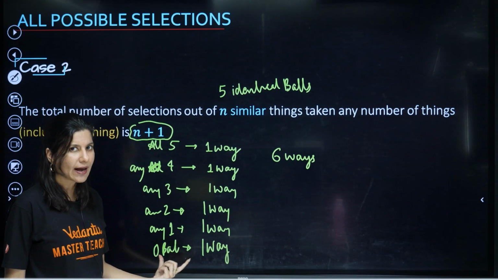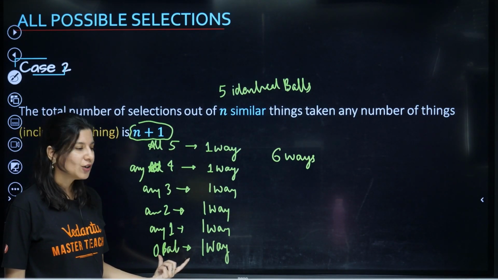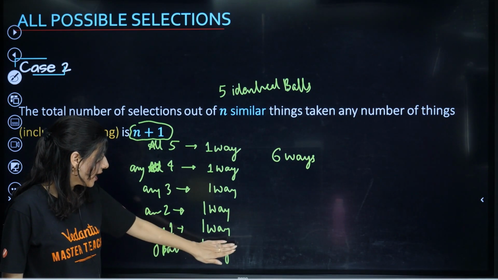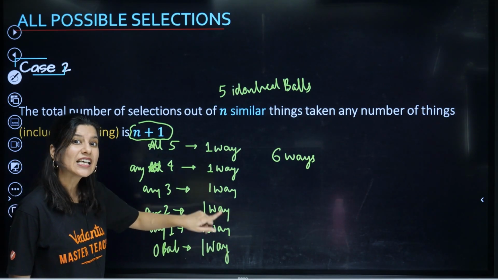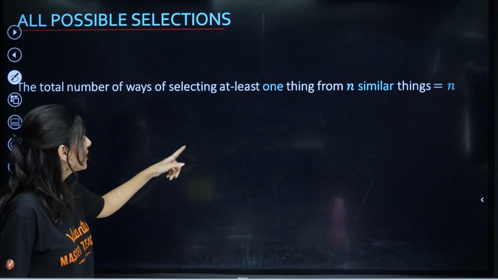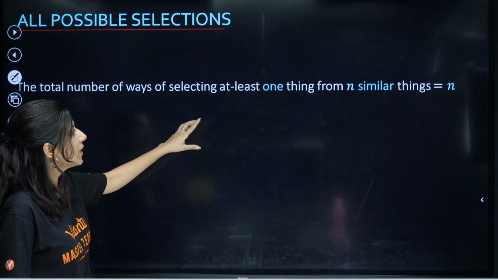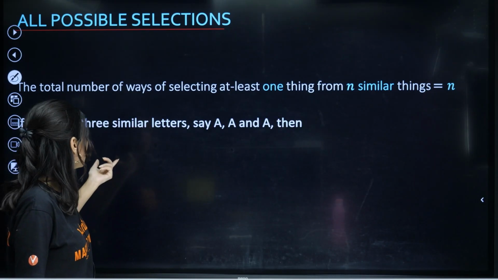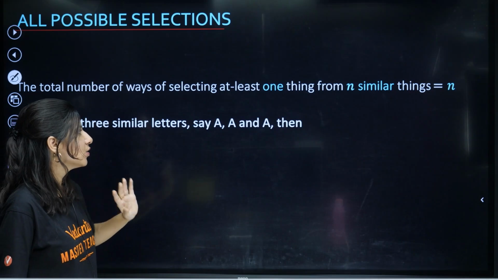You keep all the balls. I am not keeping any ball. What does that mean? That means this way I am excluding. So in that case, 5 ways. That I am going to tell you. And at least one thing. Now, at least one thing: you have to pick at least one. So that means in how many ways? N ways you will have.